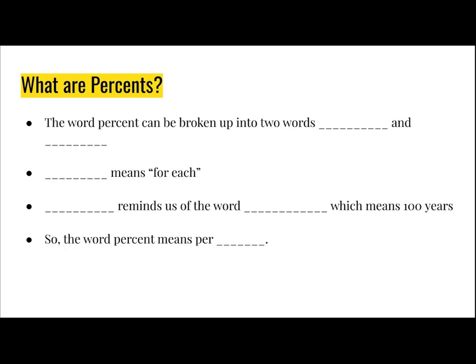The word percent can be broken up into two words, per and cent. Per means for each. So if I was to say I have one cookie per student, that would mean I have one cookie for each student. The root cent reminds us of the word century. And if you remember, century means 100 years. There's 100 cents in a dollar. Cent literally means 100. So the word percent means per 100.